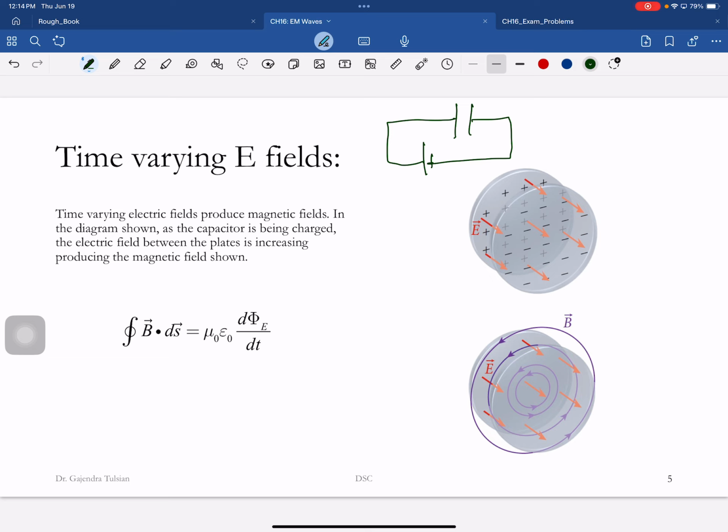All right, so for our purposes, what we need to know is time varying magnetic fields give rise to electric fields, and time varying electric fields give rise to magnetic fields. Okay, so that's something we need to keep in mind. Okay, well, why is that important?